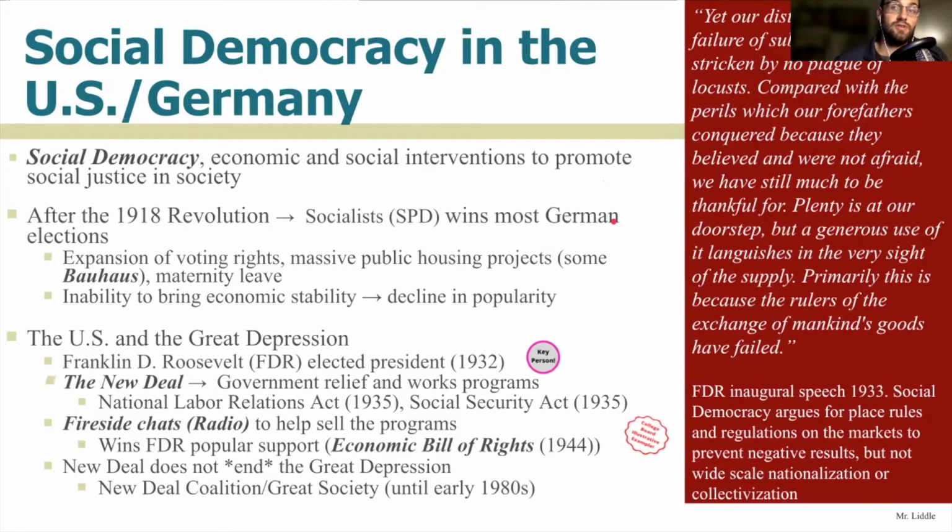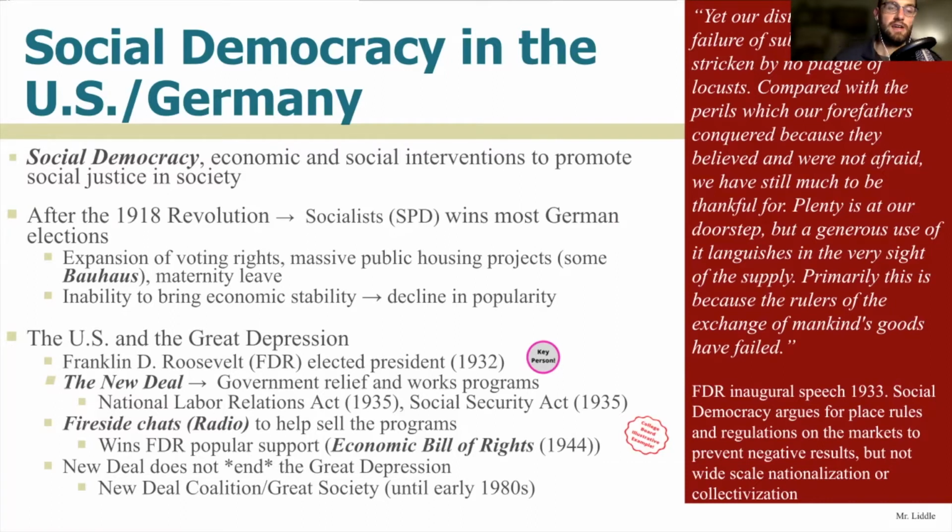Let us shift and talk about the United States and Germany. So you might remember from chapter 29, I talked a little bit about social democracy, which is a philosophy within a capitalist liberal democracy where the government undertakes economic and social interventions to promote social justice in society. Now, in Europe, the country that probably had the strongest social democratic position would be Germany, where in the German Empire, the socialists were the opposition party. They opposed the monarchy.